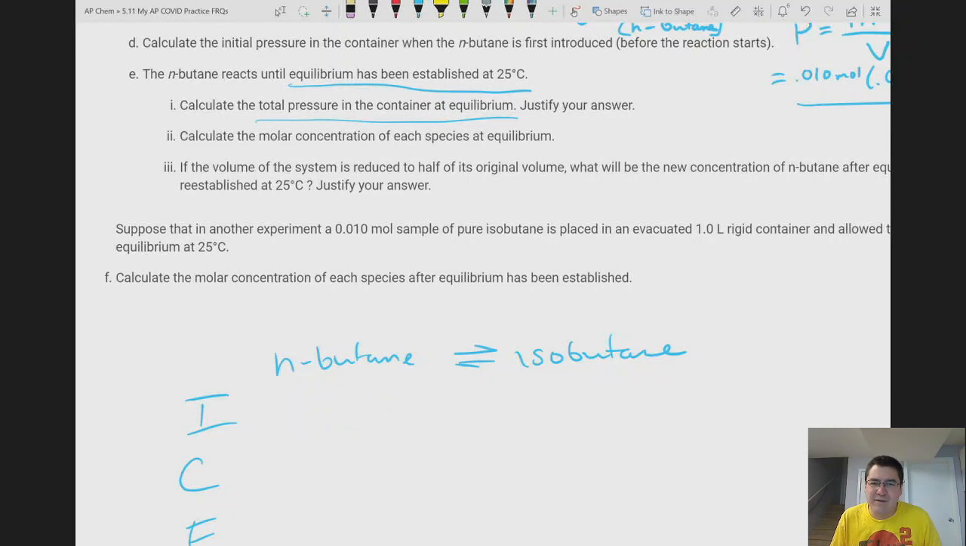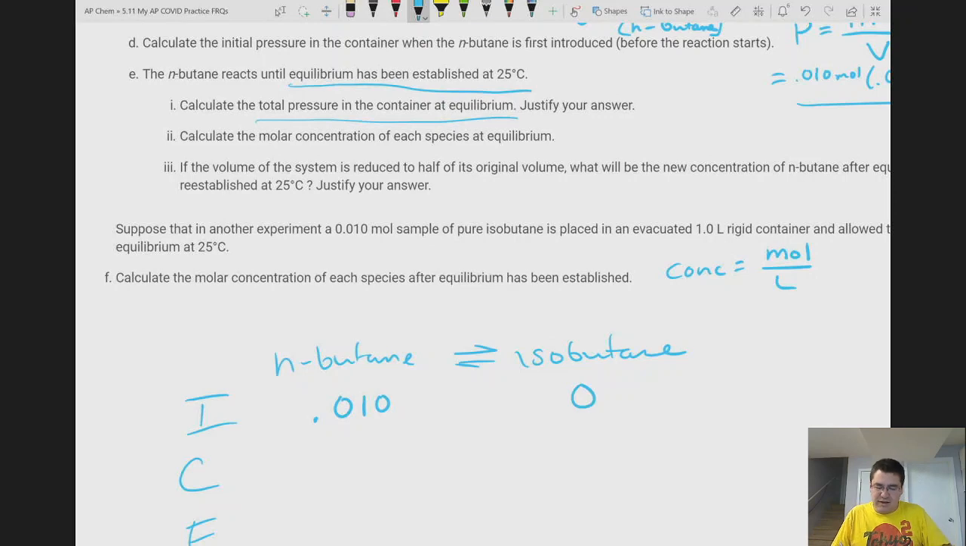So how do I figure out the concentration of the gas really easily? What's the definition of concentration? Moles per liter. Yeah, so they told us that this had 0.01 moles and it had a volume of 1 liter. So the concentration is 0.01 per 1. So I'm just going to use 0.010 moles per liter as the concentration.